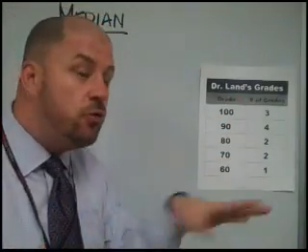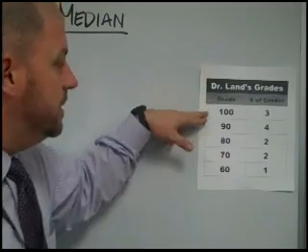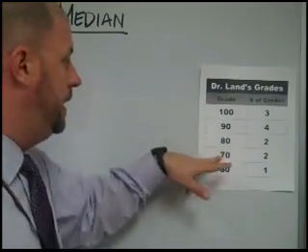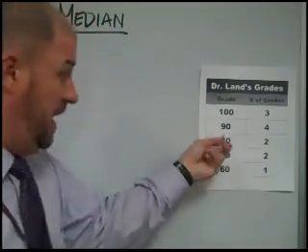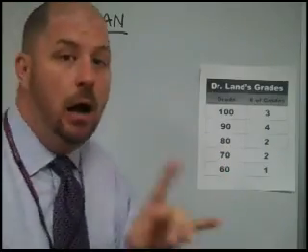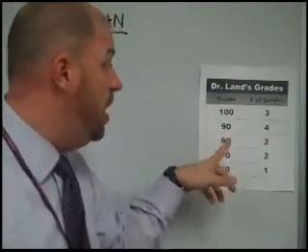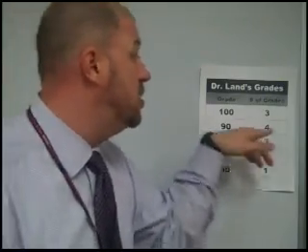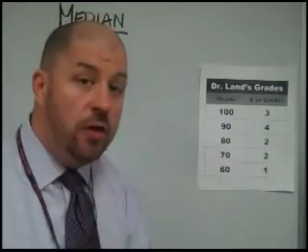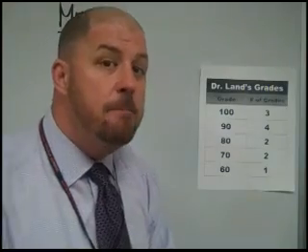Now, this one's a little bit tricky when you're looking at the data because it isn't just, I've got 100, 90, 80, 70, 60. Well, the middle's right there. It's 80. That's in the middle. Oh, but we have to look at all the numbers. Well, there's 3 100s, there's 4 90s, there's 2 80s. So we have to look at all the data to identify the median.